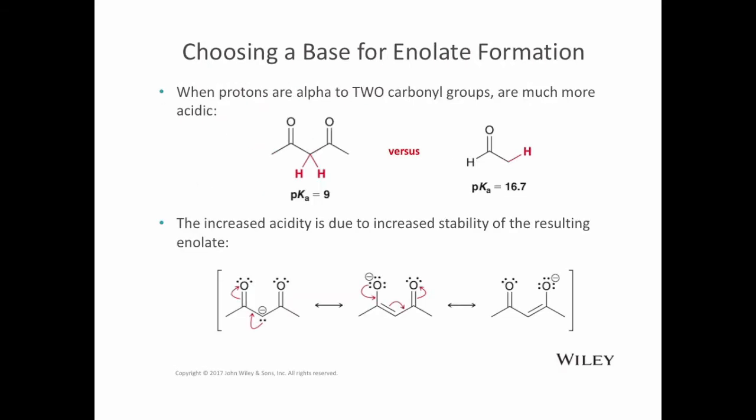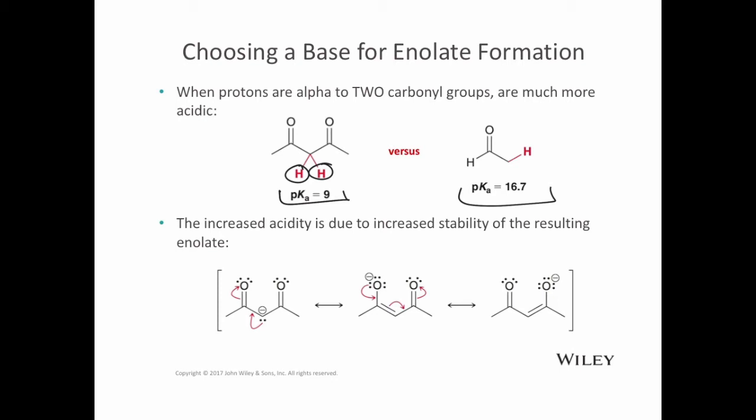When you have two carbonyls with a carbon connecting them, the hydrogens on those carbons are much more acidic. So for example, the pKa of the hydrogen in red there is 9 versus the hydrogen we've been looking at. And this increased acidity is due to the increased stability of the resulting enolate.